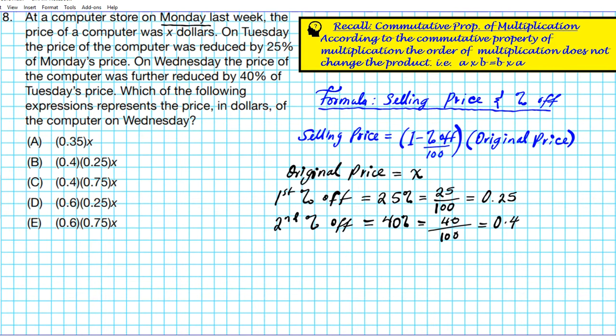Well, the formula I gave you involves just 1 discount. This problem has 2. Okay? So let's extend the formula a little bit. In this particular case, our selling price is going to be the first percent discount, which is 1 minus percent off over 100, the first one. And then we have another 1 minus percent off over 100. And then that will multiply by the original price.